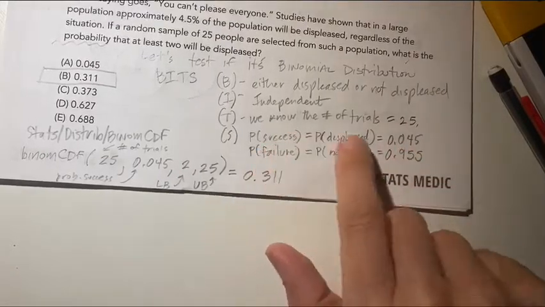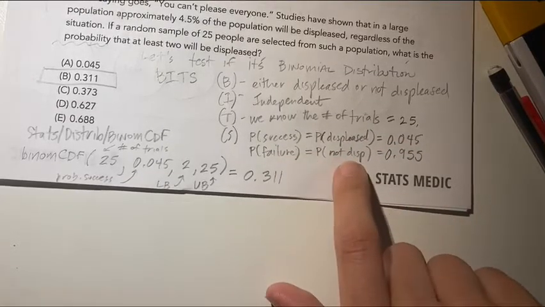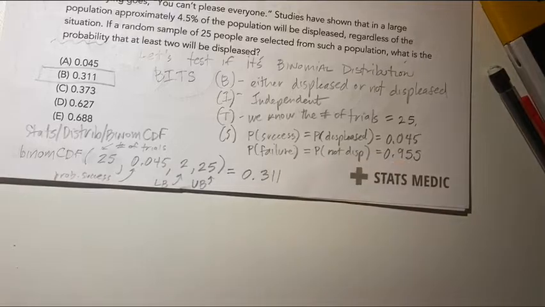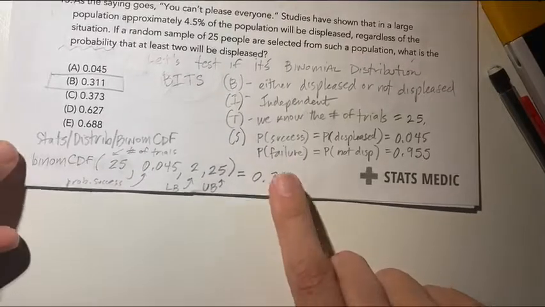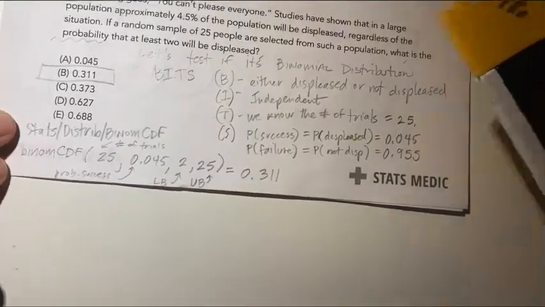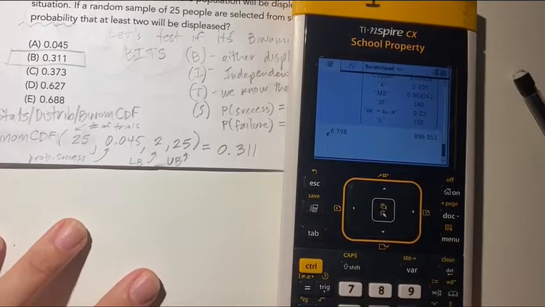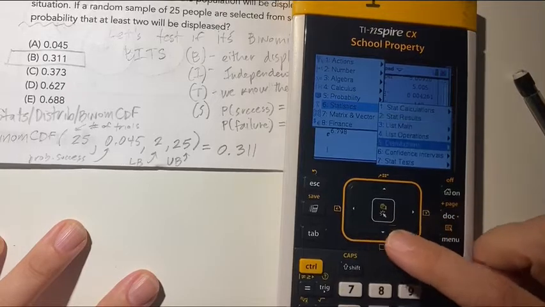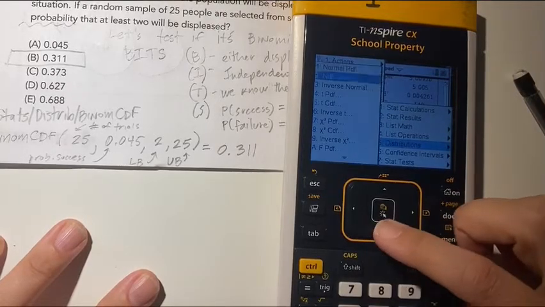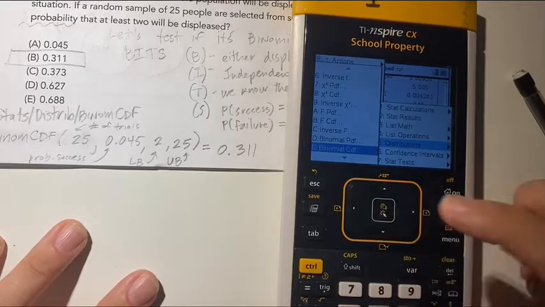So we know the probability of success is 0.045, and that would mean the probability of failure or not being displeased would be 0.955. Now, because it fits the test for binomial distribution, we can do this on our calculator. So if you want to pause the video and kind of write that out, and I'm going to show you the steps. So I go to Stats, Distribution, and I scroll all the way down to Binomial CDF.